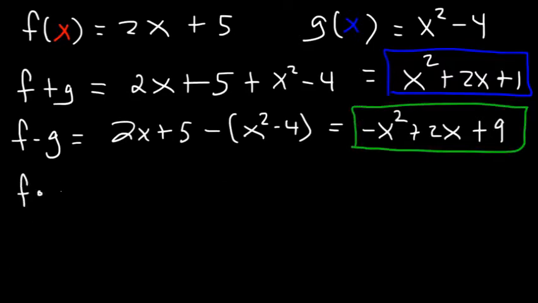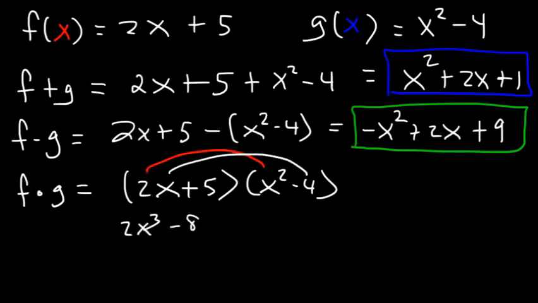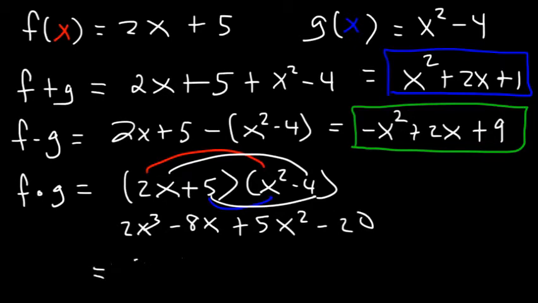Now what about f times g? This is just going to be 2x plus 5 times x squared minus 4. And we can go ahead and FOIL it. 2x times x squared, that's 2x cubed. And then 2x times negative 4, that's negative 8x. And then we have 5 times x squared, that's 5x squared. And then 5 times negative 4, it's negative 20. So in standard form, it's 2x cubed plus 5x squared minus 8x minus 20.